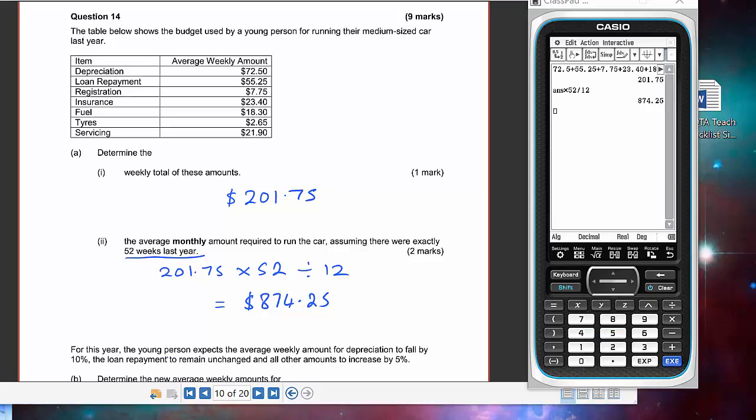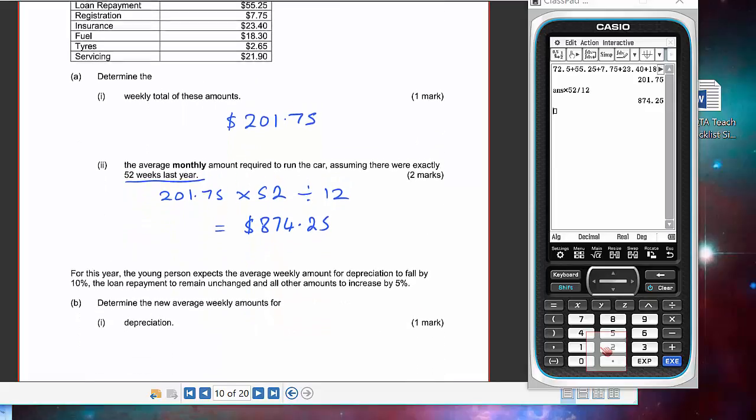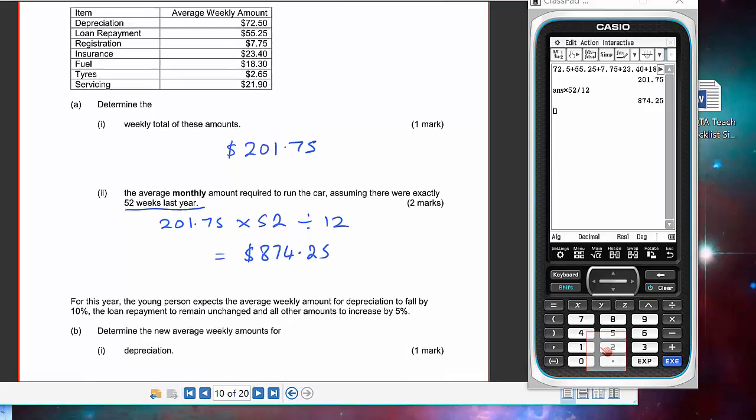For this year, the young person, I keep saying young person, this person obviously has no cats, expects the average weekly amount for depreciation to fall by 10%, the loan repayment to remain unchanged, and all other amounts to increase by 5%. We want to determine the new average weekly amount for depreciation.